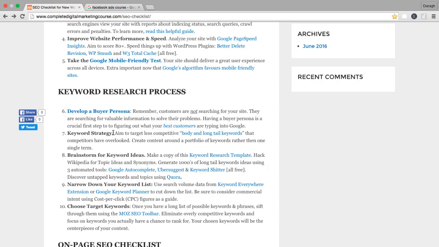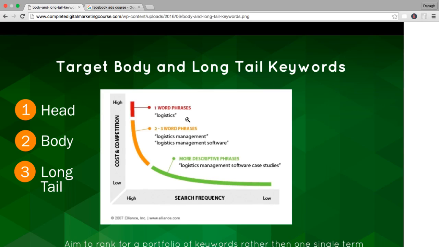So what you should really do is approach this strategically. You want to aim for less competitive keywords, and really you should be thinking about, right from the start, aiming to create content around body and long tail keywords. And to explain this, I have a quick slide here. So think about keywords in 3 different categories. First are the head keywords. These are one-word phrases like logistics, and they're called head keywords because they really represent the head of the graph here. Then there are body keywords.